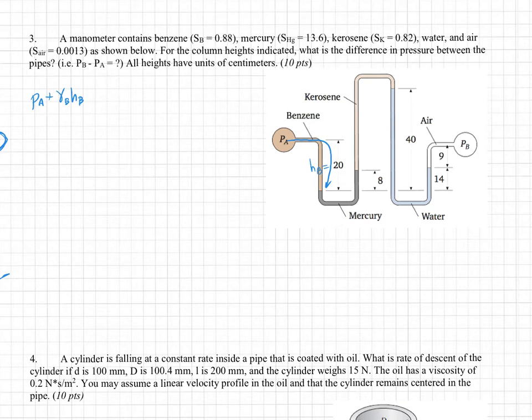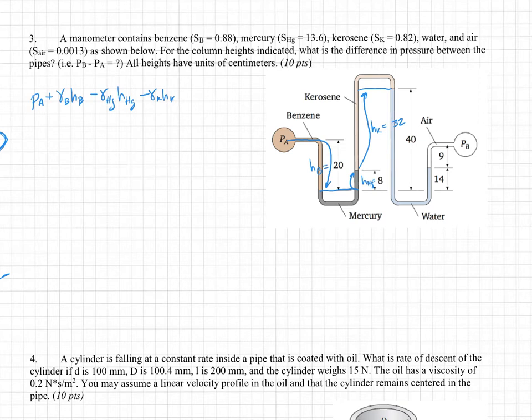Okay, now I'm going to go from that point and go over here, and I'm going to go up in the mercury. So that up is minus gamma mercury, and that's going to be the H Hg equals that 8. H Hg. Okay, so now I'm in the kerosene. So it looks like I'm going to go up in the kerosene to here. Okay, so that's a minus gamma kerosene times HK. Now HK, it looks like we're going from 8 to 40, so this is going to be 32 centimeters.